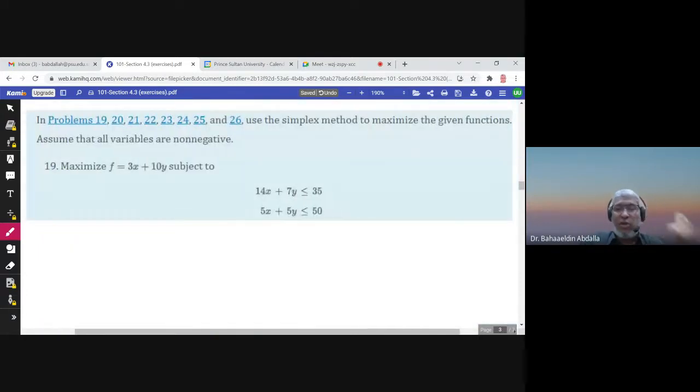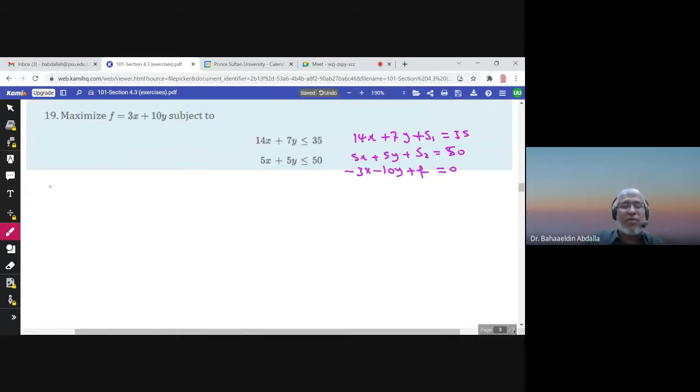Use the Simplex method to maximize the given functions. Assume that all variables are non-negative. So now we solve a complete question. So we start by introducing the slack variables. Rewrite the objective function. Set up the Simplex matrix.